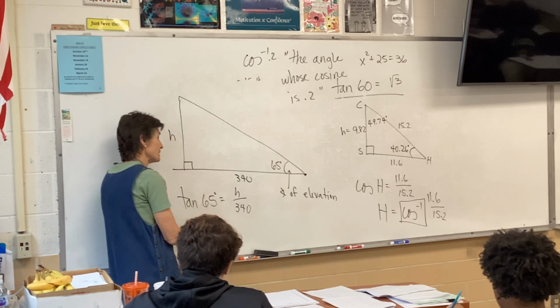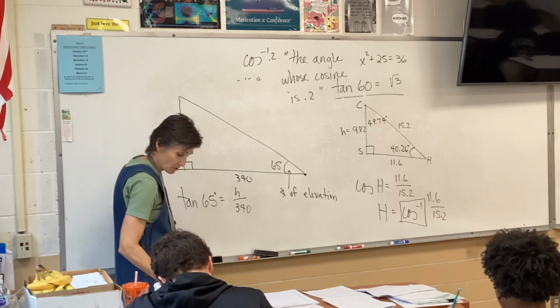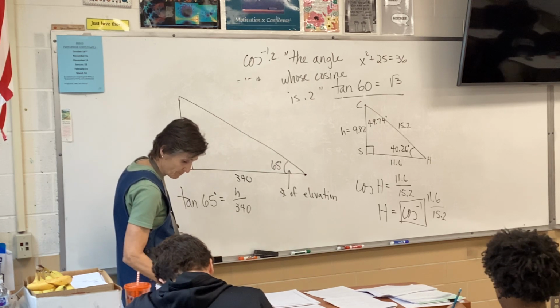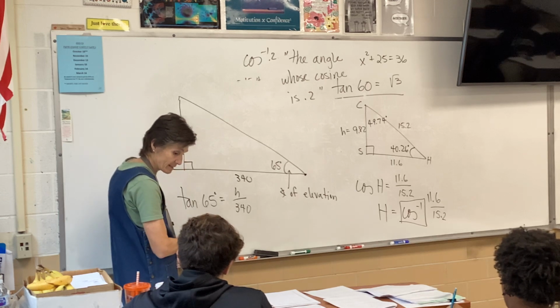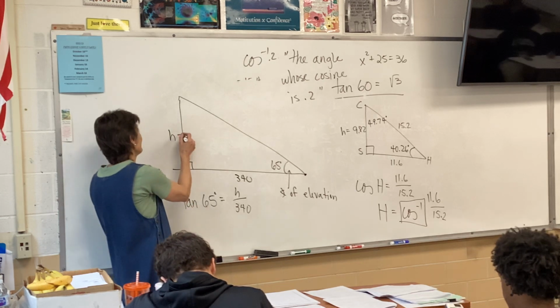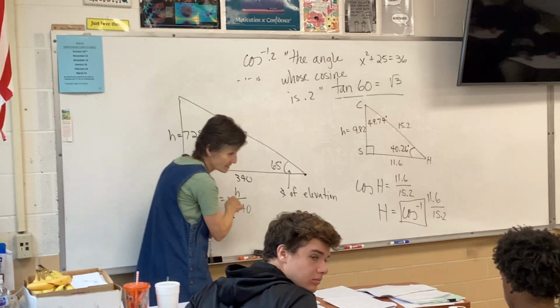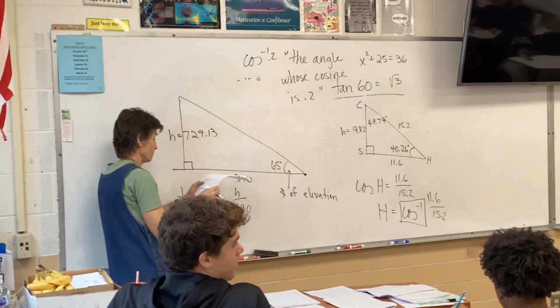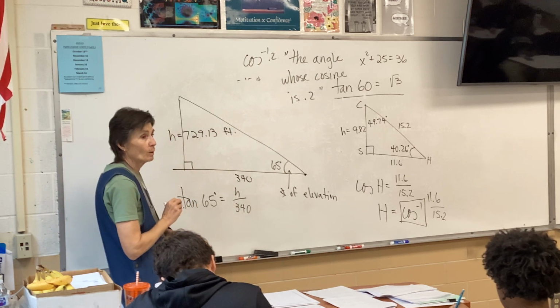Again, that's a degree, so on my calculator set in degrees, I'm all good. So 340 tangent 65. You get 729.13? Yep. And that unit will be the same as this one. That was feet, so it's that tall. 729.13 feet tall.